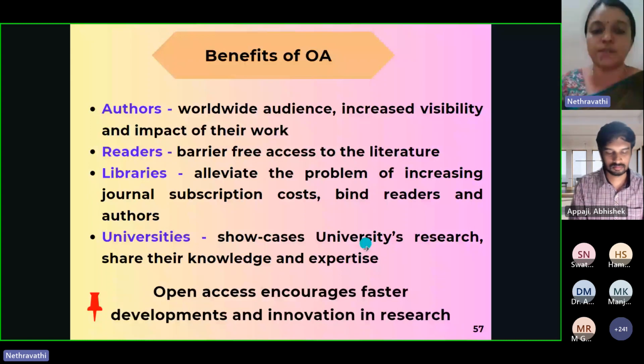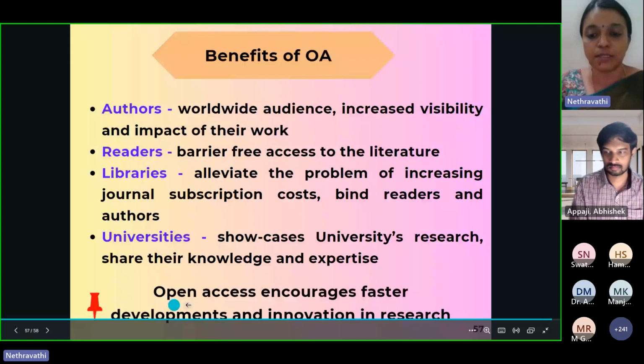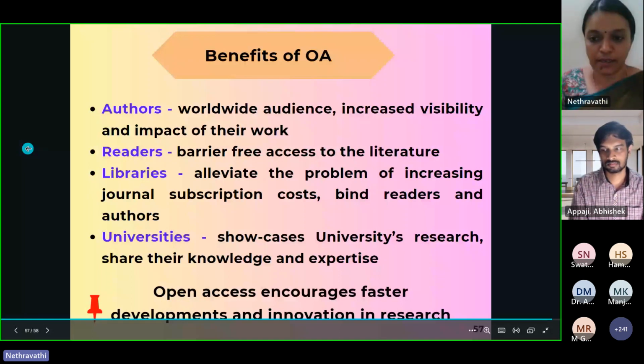And the universities can collaborate with other expertise in different universities. And the tagline is, open access encourages faster developments and innovation in research. So that is why we have to switch to open access. Yeah, so I'll end with this.